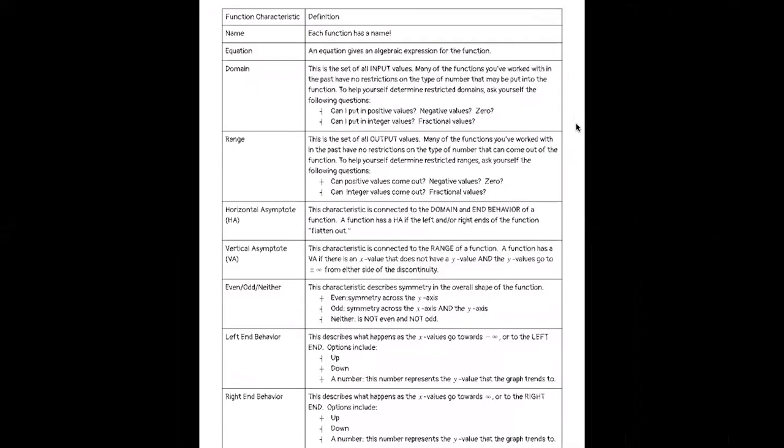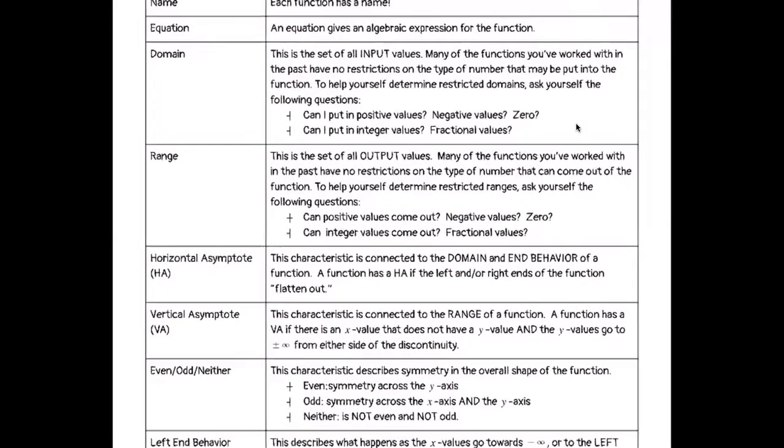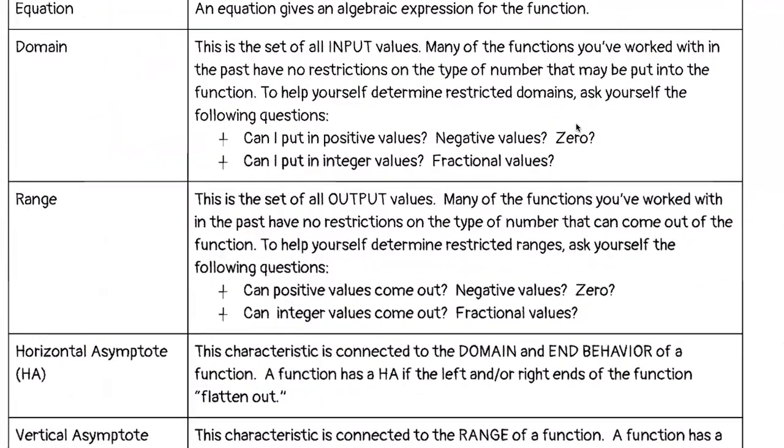We're also going to be taking a deeper look at domain and range. I feel like that's something we want to know how to find, okay? So I put some questions here that you can ask yourself. When you're looking for domain, what you're looking for is the set of all input values, okay? So what kind of values can you put into the function? And if you're not sure how to find the domain, here are some good questions to ask yourself. Can you put in positive values, negative values, or 0? Okay.